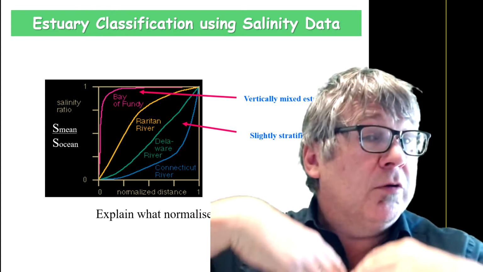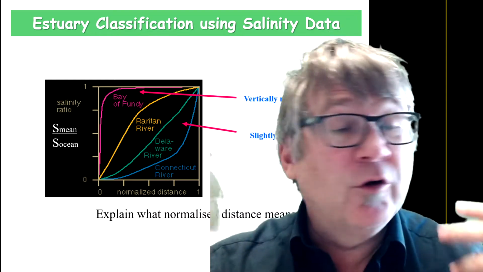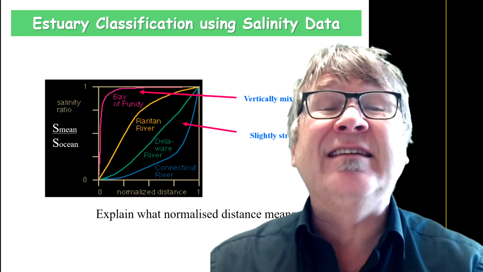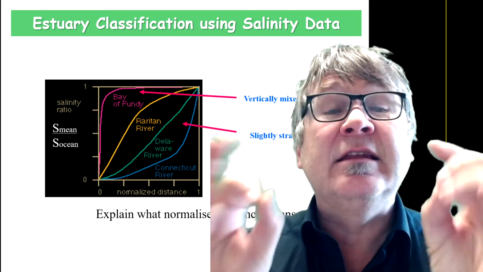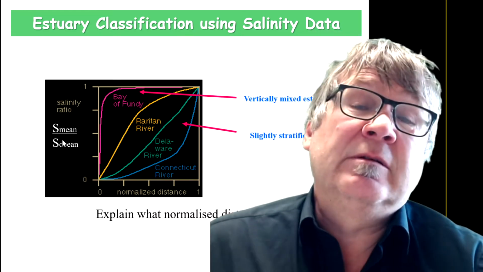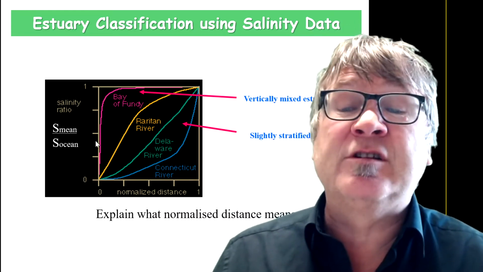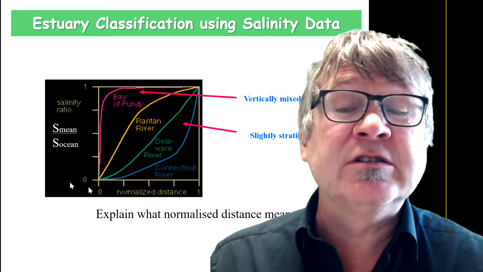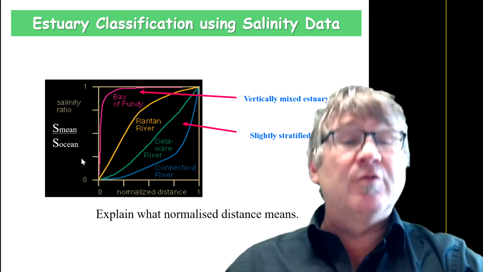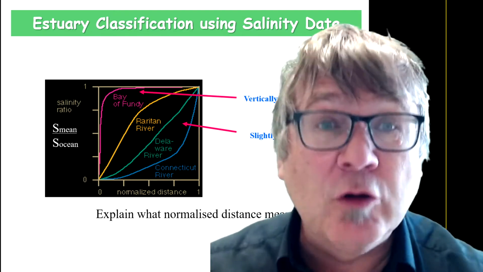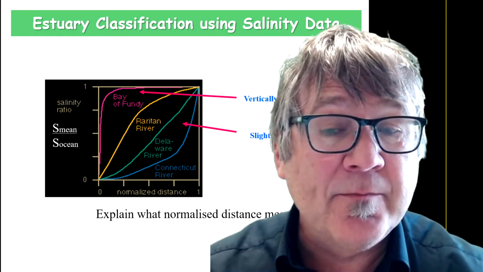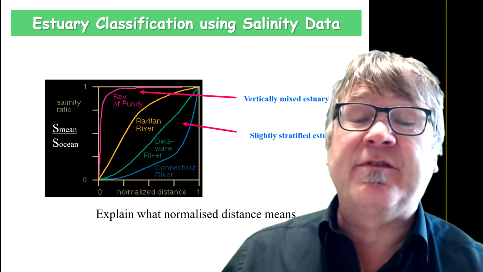And if you do that, you can now plot salinity distributions for different types of estuaries. And we also normalize the salinity distribution. We use a salinity ratio. It's the mean salinity, the vertical average salinity, divided by the ocean salinity. And again, you get a ratio, you get values between 0, which means freshwater, no salinity, and 1. 1 is seawater salinity. And you can see the different shapes.